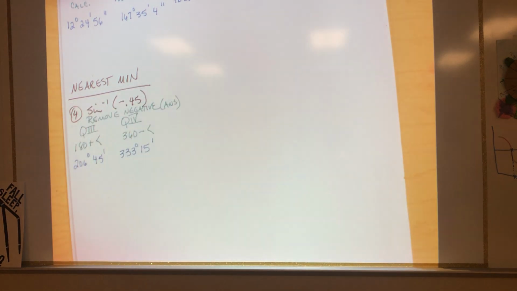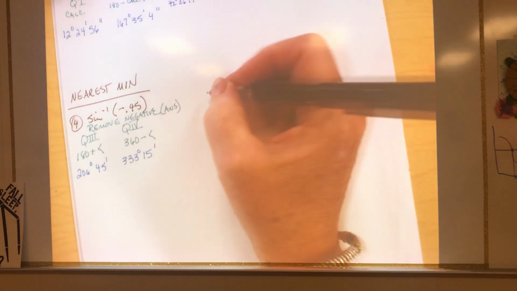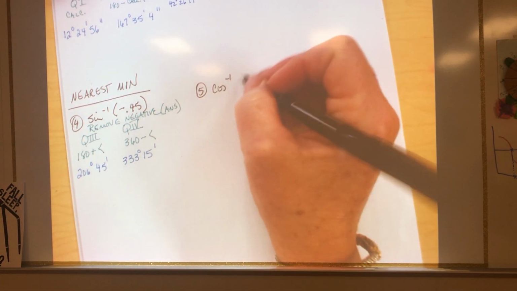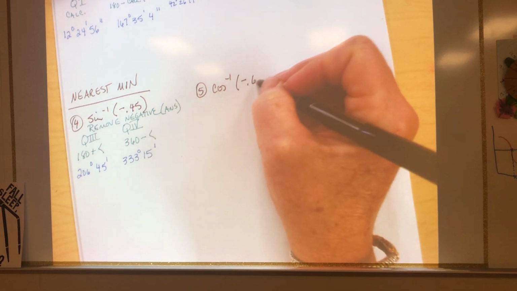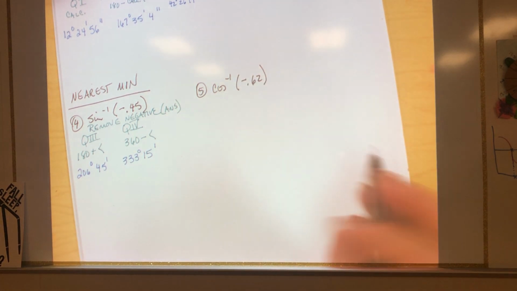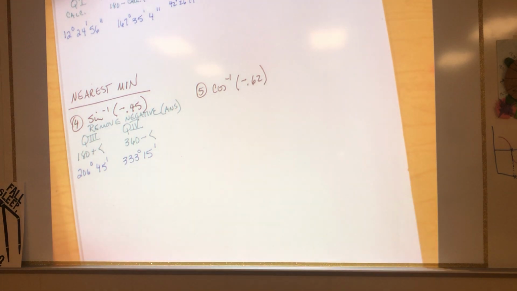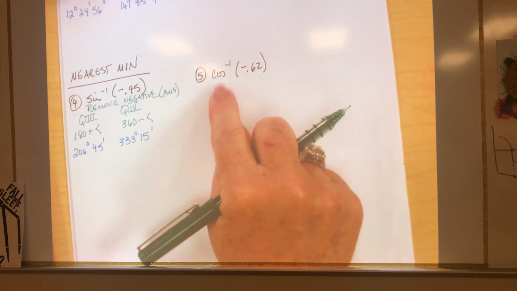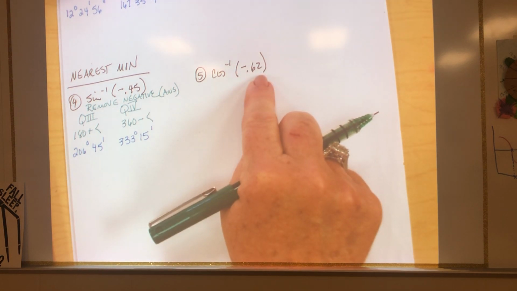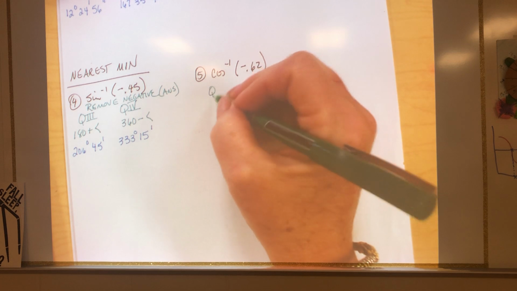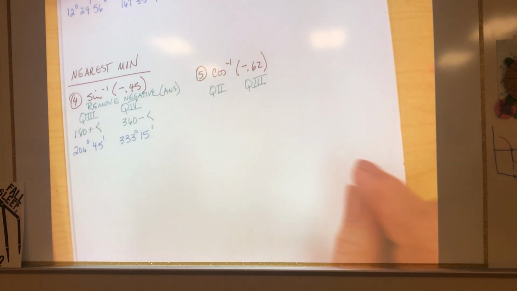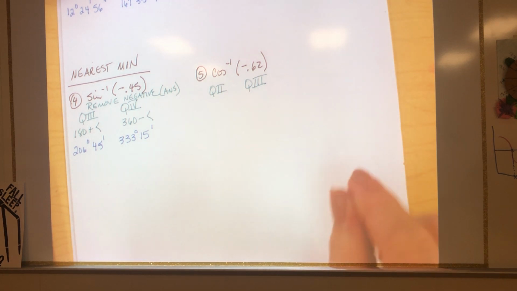All right, so you ready for yours? I'm going to go ahead and do cosine with you, and then I'll put the tan up here and let you do it. So the cosine is inverse cosine of negative 0.62. Okay, so I'm going to do the same thing. I'm going to think about this for a second, all right? So first of all, where is cosine negative? Quadrant two and quadrant three, all right? What's my calculator going to do?